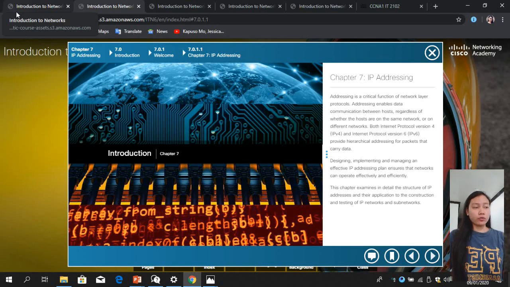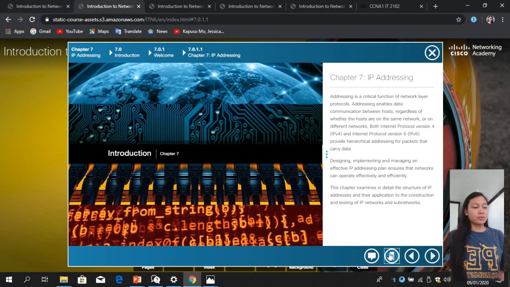Both Internet Protocol version 4 or IPv4 and Internet Protocol version 6 or IPv6 provide hierarchical addressing for packets that carry data. Designing, implementing, and managing an effective IP addressing plan ensures that networks can operate effectively and efficiently. This chapter examines in detail the structure of IP addresses and their application to the construction and testing of IP networks and subnetworks.